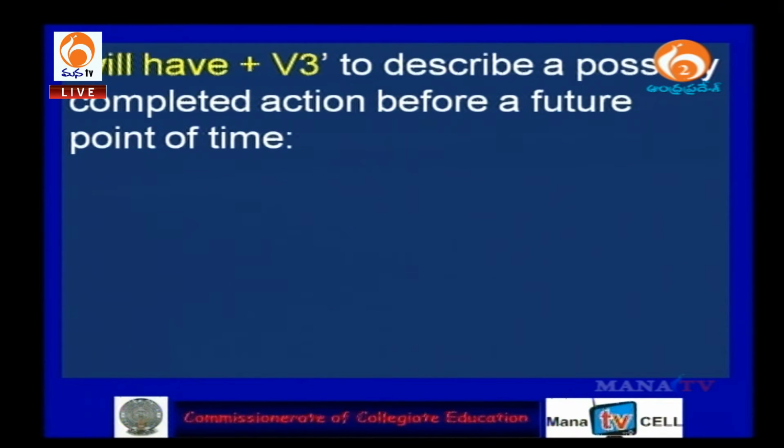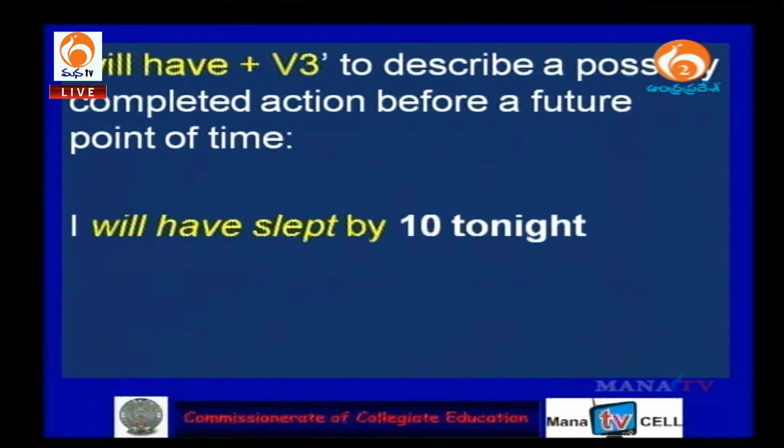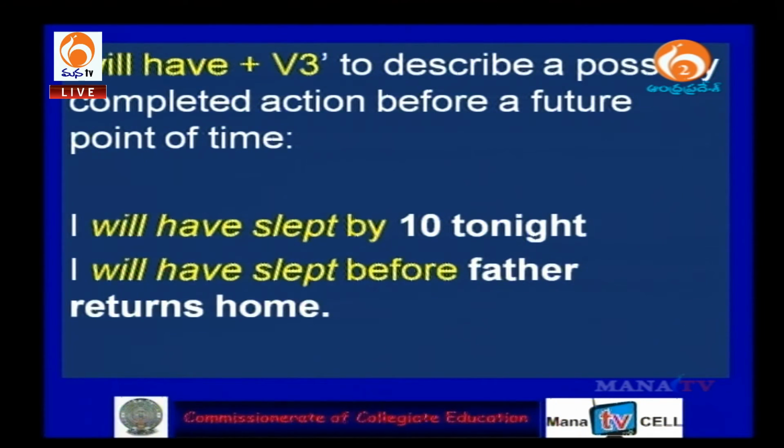Now, what type of structure do we use to represent future perfect tense? Will have plus V3 to describe a possibly completed action. That means the action is not completed, it is supposed to be completed before some point of time in future. Now look at the examples. These two examples have different contexts. As in the previous slide, we have different contexts here also. I will have slept by 10 tonight. Here the point of time is 10 and the future time is there in the form of the adverbial tonight. So what happens? Before 10 tonight I will have slept.